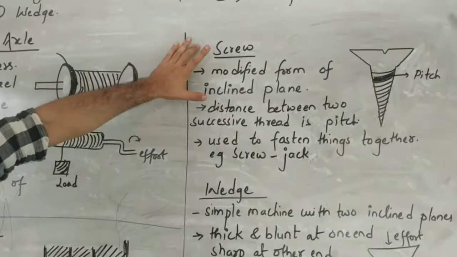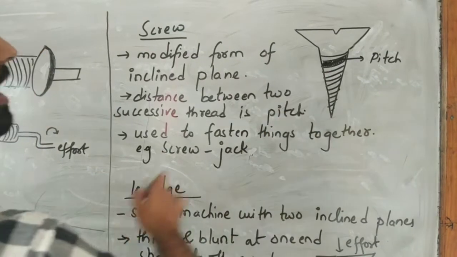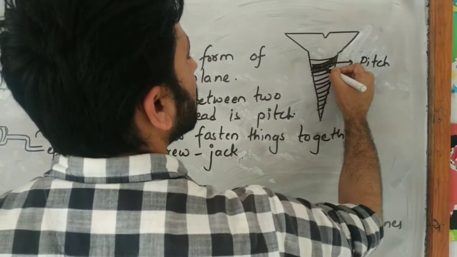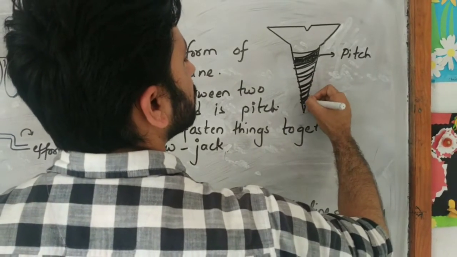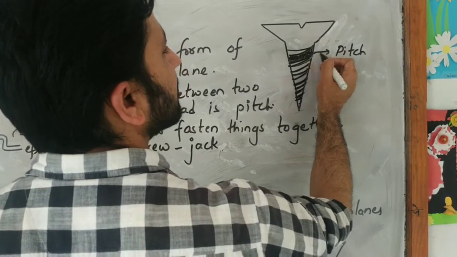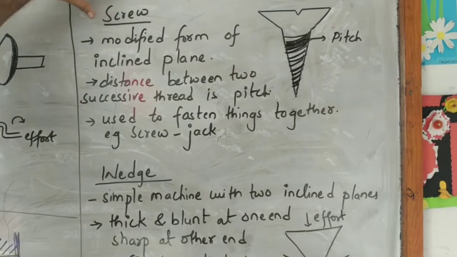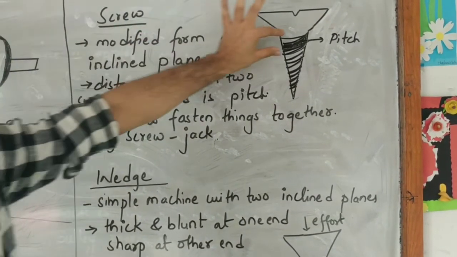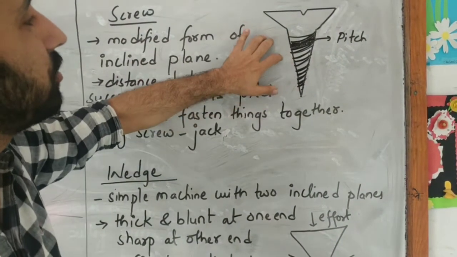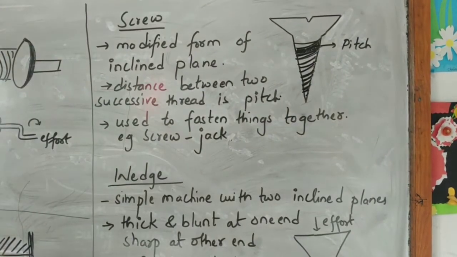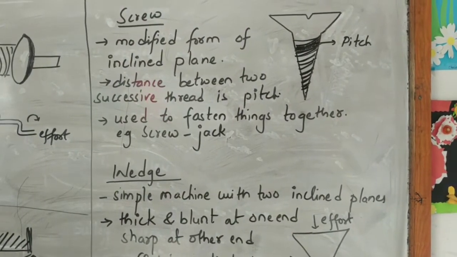Now the fourth type is screw, the modified form of inclined plane. Look, it is a modified form. Now it consists of threads: 1, 2, 3, 4, 5. These are threads. The distance between two successive threads is called the pitch. The smaller the pitch is, the better screw it becomes. Now this screw is used to fasten things together. In wood, it is also used to lock something in the wood, it locks two woods to each other.